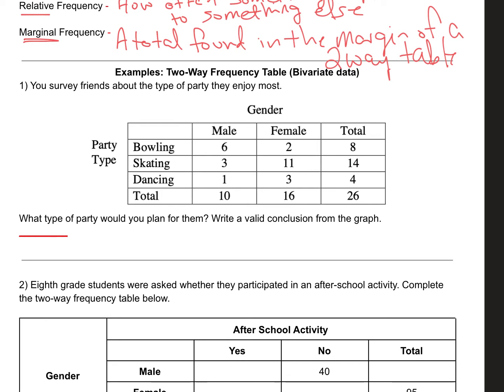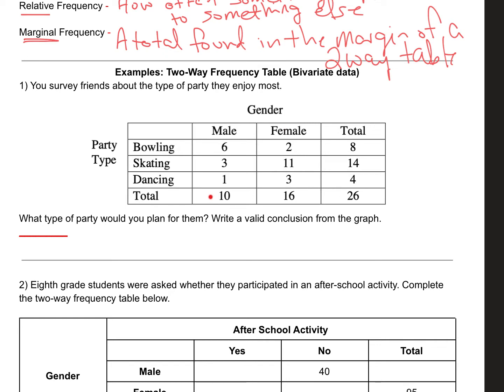So here's our first example. You survey friends about the types of party they most enjoy. Now this is a two-way table. The things that are being compared are gender, so male or female, and what party type they would like. Okay, so you'll notice this is not numeric data. These are not numbers. We're comparing things like, are they male or female, or do they want to have a bowling, skating, or dancing party? So that's why we're using a two-way table instead of a scatter plot, okay? So you see a box for each one. So these are the options, male, female, then bowling, skating, or dancing.